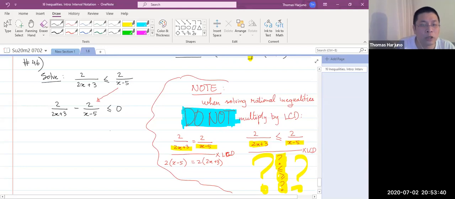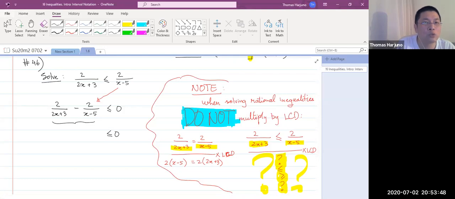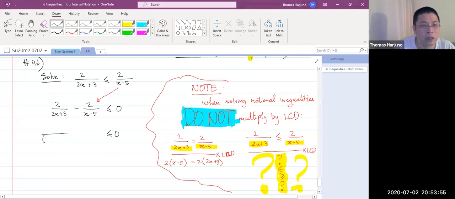Then what do we do at this point? We will need to put them into the same fraction. So basically we need to combine this, simplify this. And that's why we learned that two days ago. Okay, we do the LCD. The LCD is 2x plus 3 times x minus 5. We still need to do LCD, but you should not multiply by the LCD. That's what I was saying.